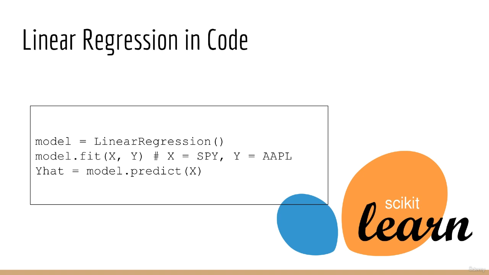After that, we use the scikit-learn API as usual. First, we create an instance of the model. Second, we call model.fit(X, y). In this case, X is the returns on the market, and y is the returns on whatever stock we are comparing to the market. Third, if we want to make predictions or draw the line of best fit after fitting the model, we call model.predict(X).